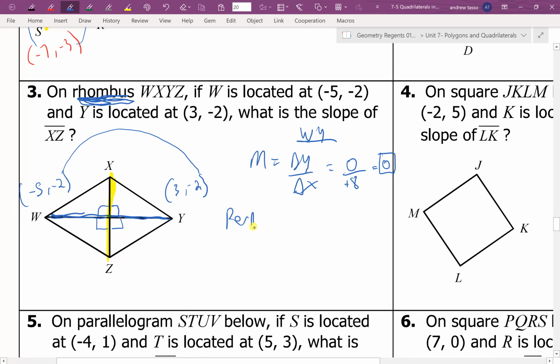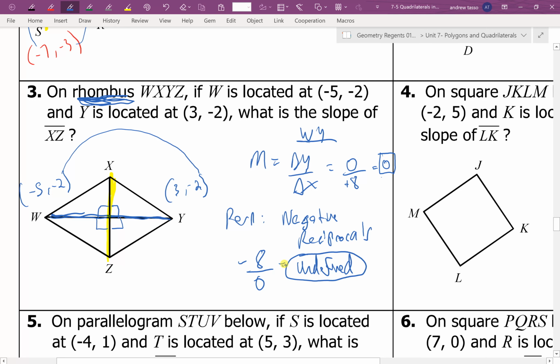So anyway, once we know these are perpendicular lines, we know that means the slopes will be negative reciprocals, right? It's a little bit tricky with this because the number is 0, but if we flip and negate this, we would get basically -8 over 0, right? And that is what we refer to as undefined. So the answer is undefined for the slope of XZ.